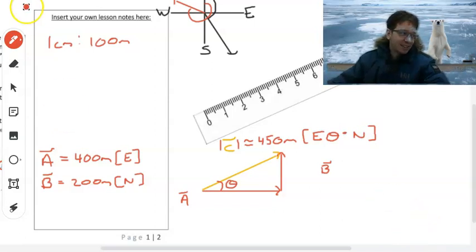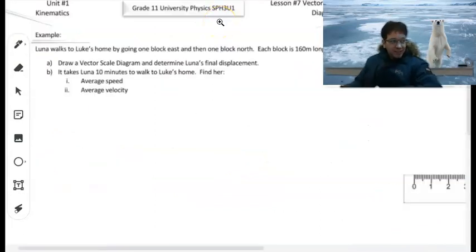Okay, and we're going to practice that. So our practice question then goes like this. Luna walks to Luke's home by going one block east and then one block north. Each block is 160 meters long. Draw a vector scale diagram and determine Luna's displacement.